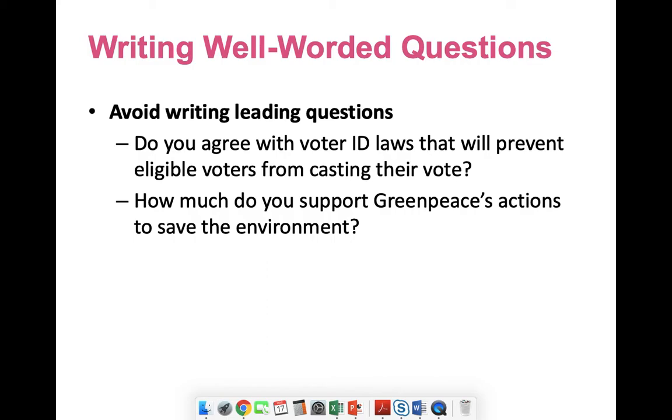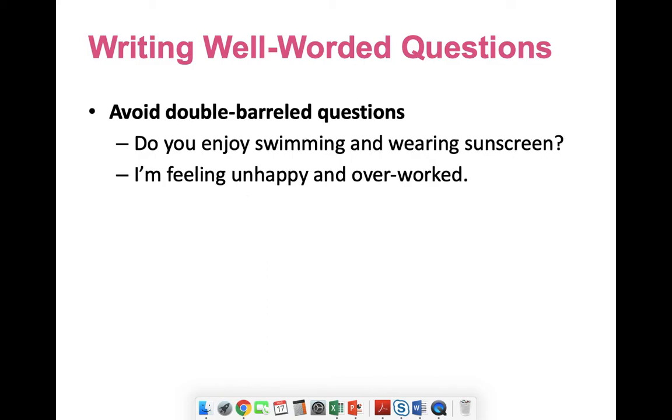So these types of questions are leading questions, in that they push a respondent to a particular answer. Saying smashed is going to push people to have a higher estimate of speed. Asking the question, how much do you support Greenpeace's actions to save the environment, is going to lead to more support or endorsement, because it's leading people to give a particular answer. So avoid that.